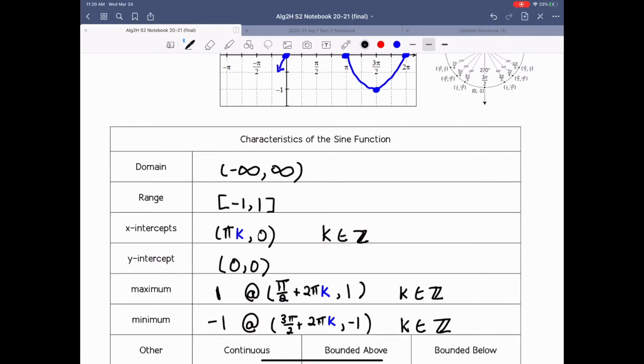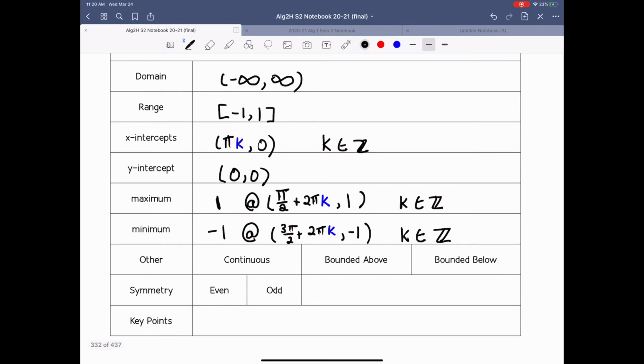All right, let's go ahead and finish off with a couple more characteristics. So first of all, this graph is continuous, all right, because there's no jumps, breaks, or holes. The graph is also bounded above because it can't go above 1 on the y-axis. And it's also bounded below because it can't go below negative 1 on the y-axis, all right? So all 3 of these characteristics apply to the sine function.